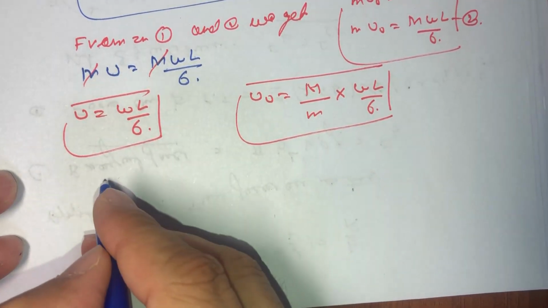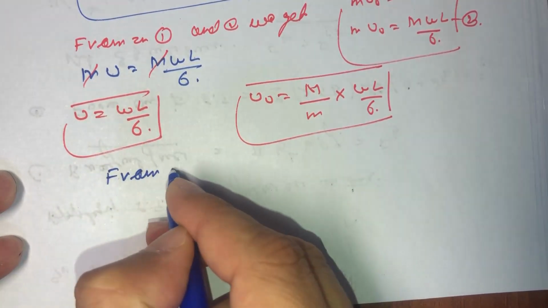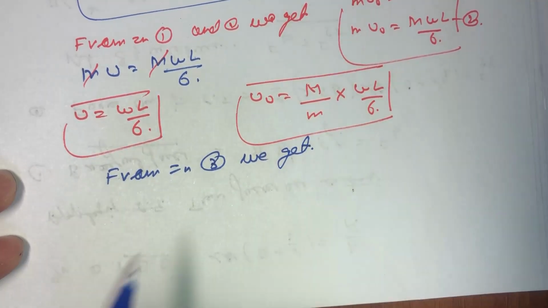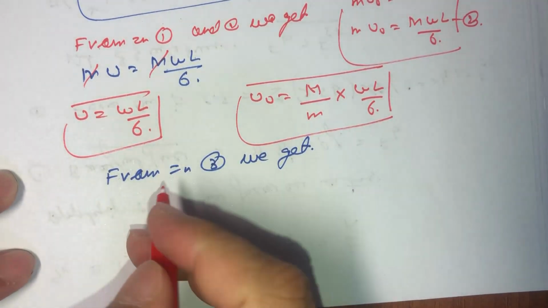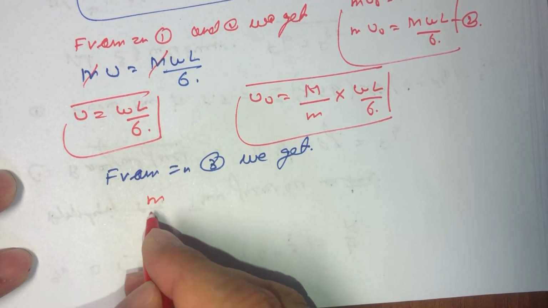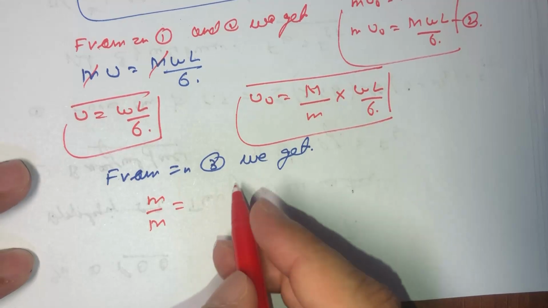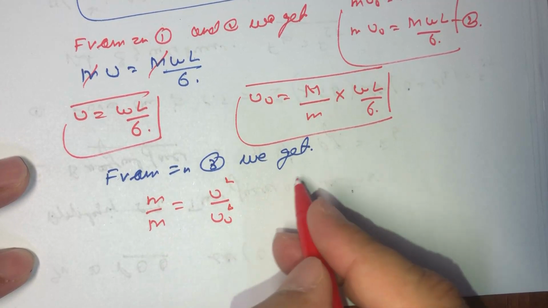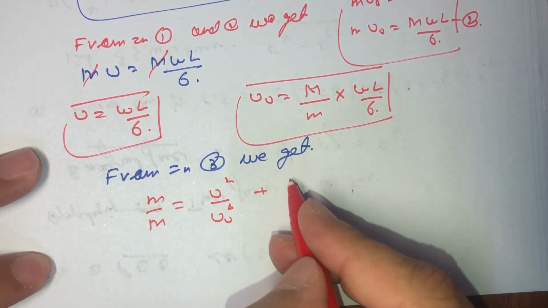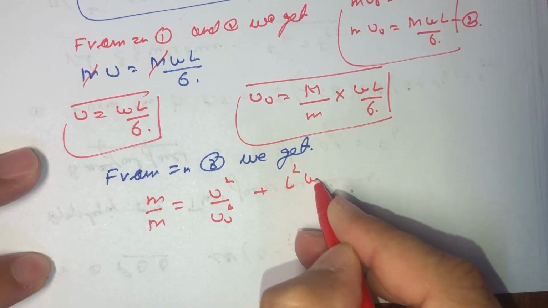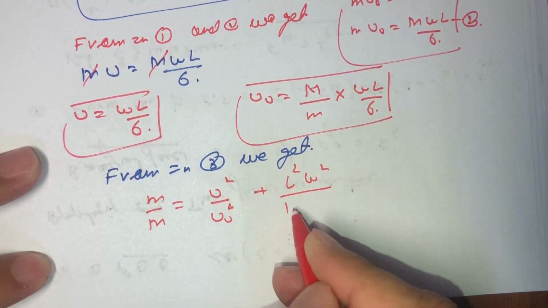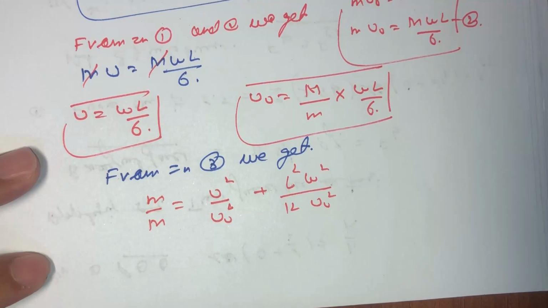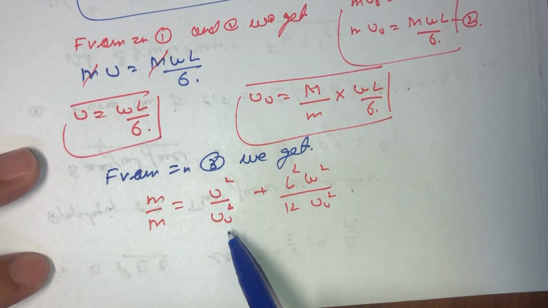So we say from equation 3 we get m upon capital M, and this becomes v square upon v naught square plus we have here L square omega square divided by 12 and V naught square. We substitute the value of V as well as V naught.